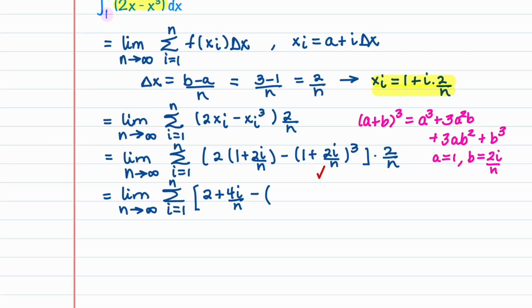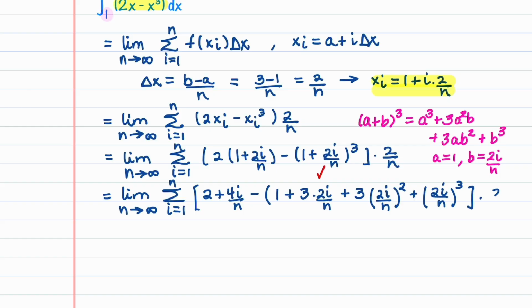We have a cubed, so that's just 1 cubed, and that's 1. And then we have plus 3, a squared is 1, times b, which is 2i over n, and then we have 3 times a, which is 1, and then we have b squared, so this is 2i over n squared, and then we have b cubed, so this is 2i over n cubed, and all this gets multiplied by 2 over n.